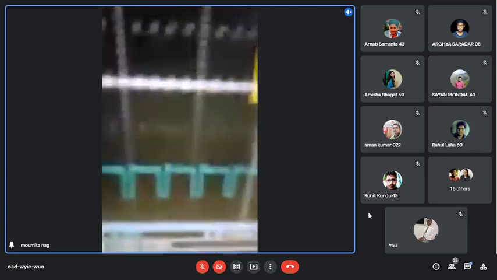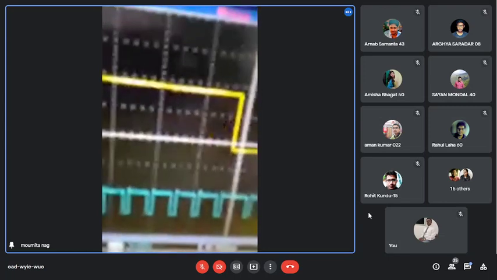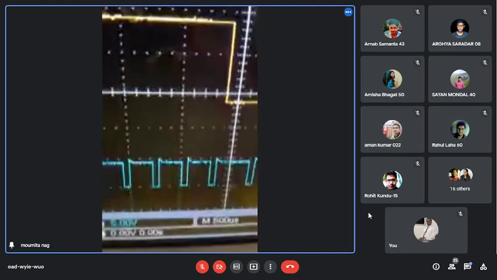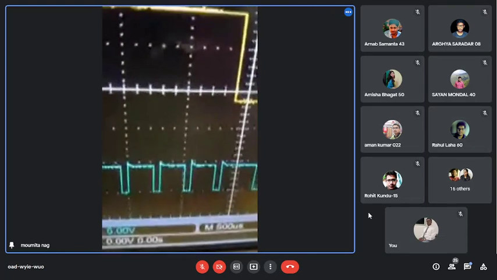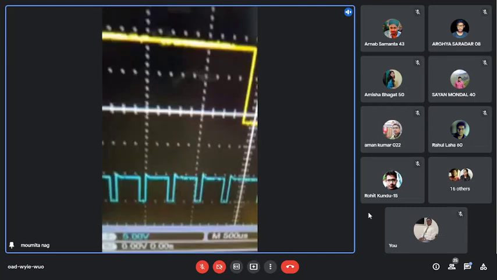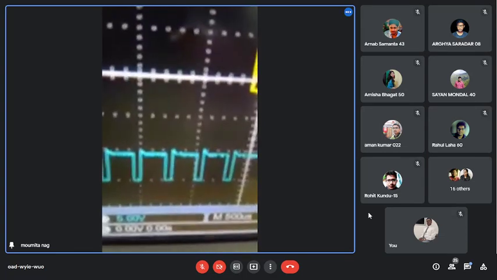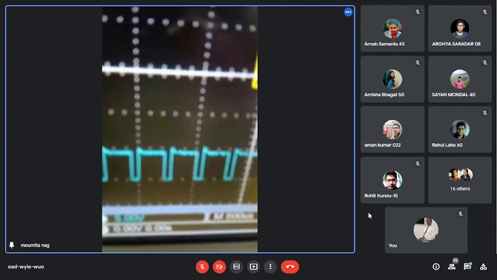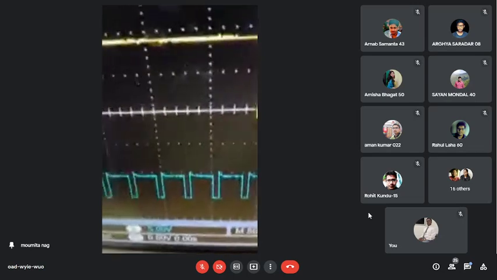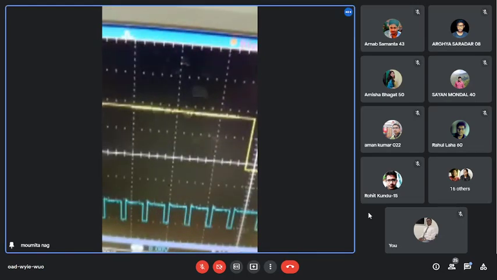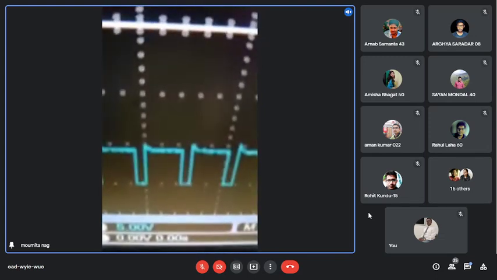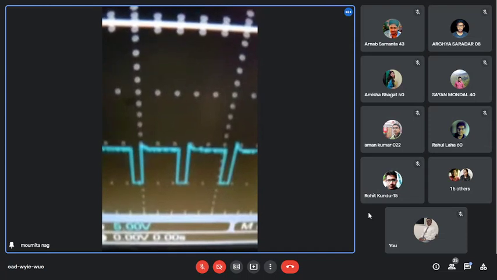Now calculate the frequency. Can you see the waveform clearly? Please respond. Yes, ma'am. Time per division is kept at 500 microsecond. Okay, then how much is the time period of this frequency?